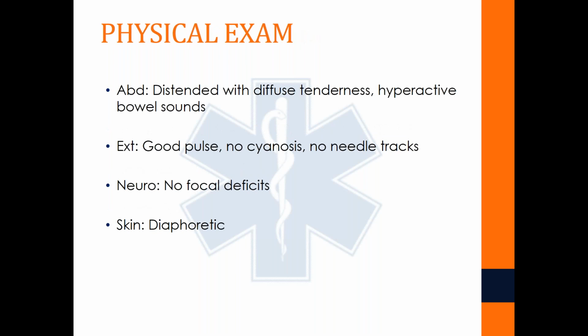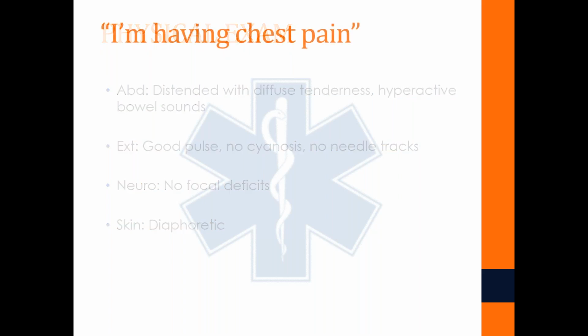Moving right along, we have a distended abdomen with diffuse tenderness, hyperactive bowel sounds. So those are moving fast. That's all excited and turned up too. We have strong pulses, no cyanosis, no track marks. His neuro eval is clear, and he is sweating like crazy, diaphoretic. We're starting to really connect all the dots here.